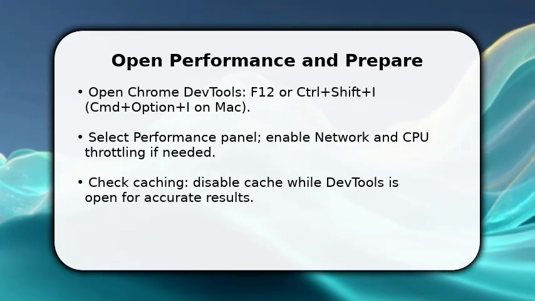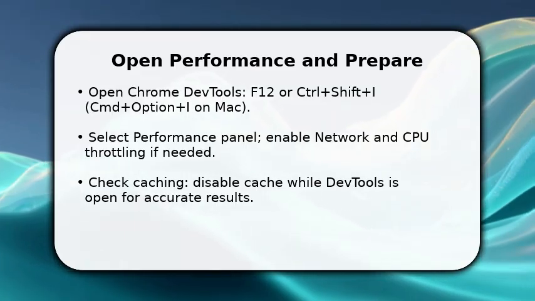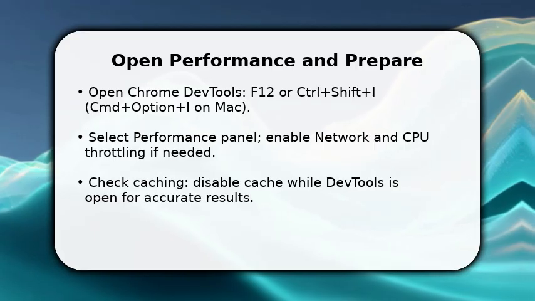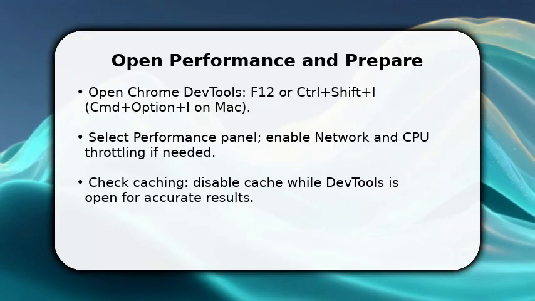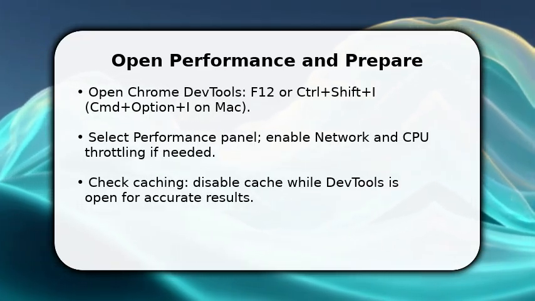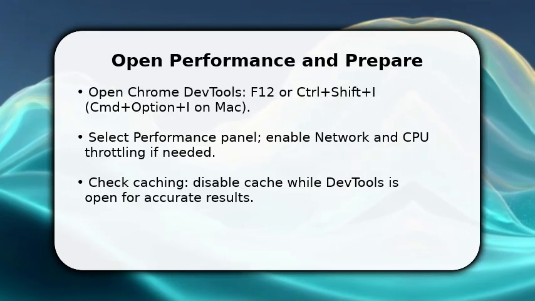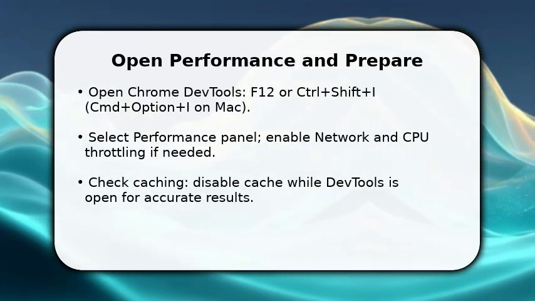You start by opening Chrome DevTools and navigating to the Performance tab, then immediately set your test conditions. Enable network and CPU throttling to simulate real devices. Make sure cache is disabled while DevTools is open so repeated runs are comparable. Once done, pick a clear user flow to record, load, scroll, or interaction, and keep it consistent.